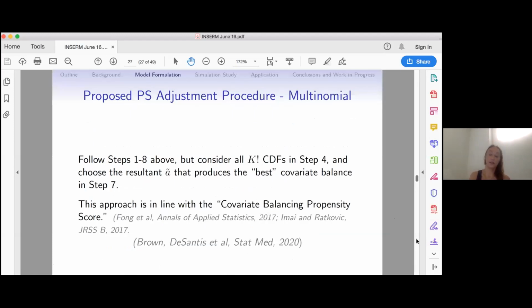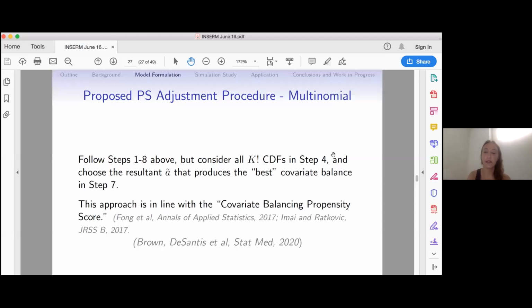Multinomial setting is not as obvious, right? Because there's no inherent ordering, my CDF has no meaning, right? I could change the treatments around and get a different CDF. But the procedure is actually the same. I follow the same steps, but I consider all the CDFs, K factorial CDFs in step 4, and choose the resultant A that produces the best covariate balance.